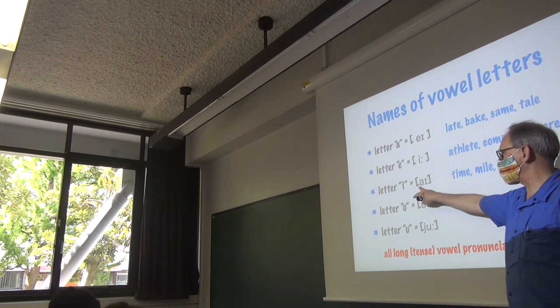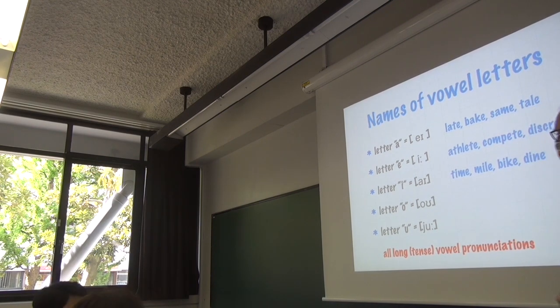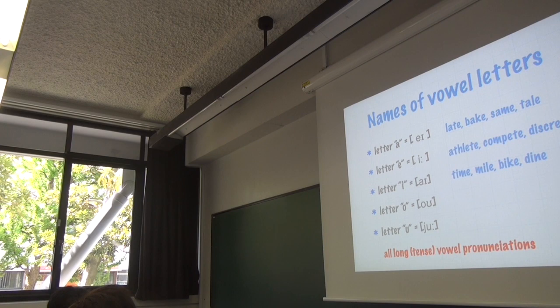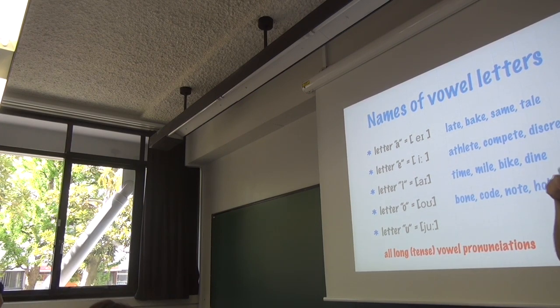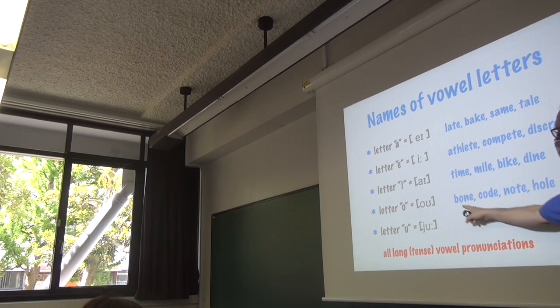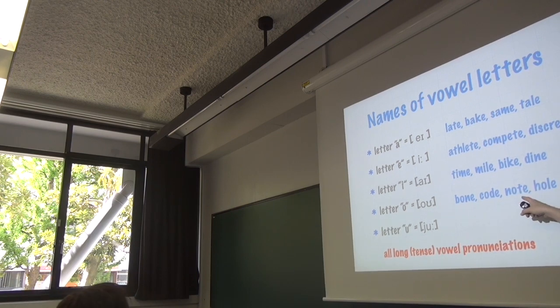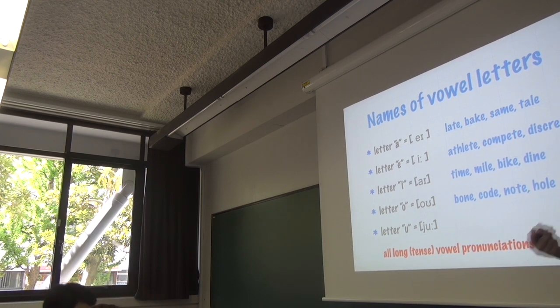It's a true diphthong, I. A low central to high front diphthong. In the case of the letter O, again for words that end in the letter E, bone, code, note, whole, these are all pronounced O, the name of the letter in written English.